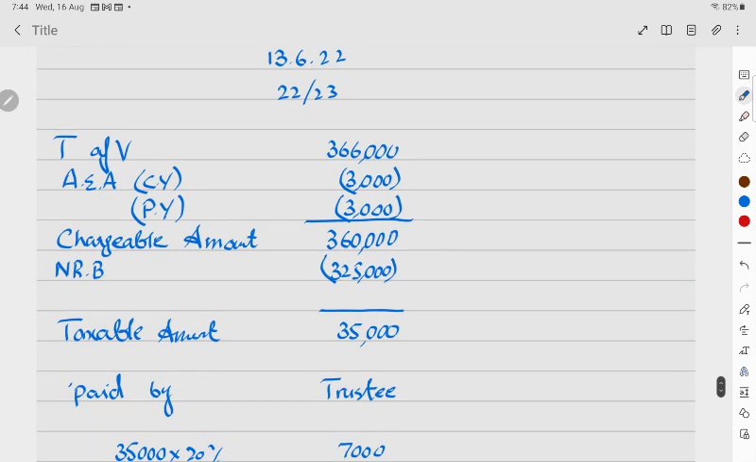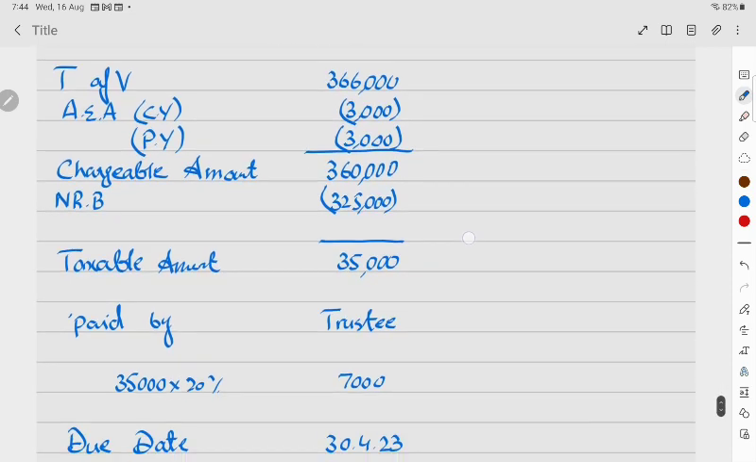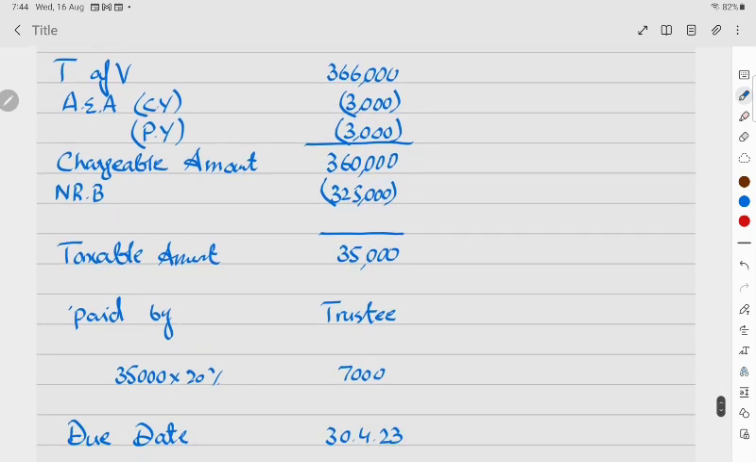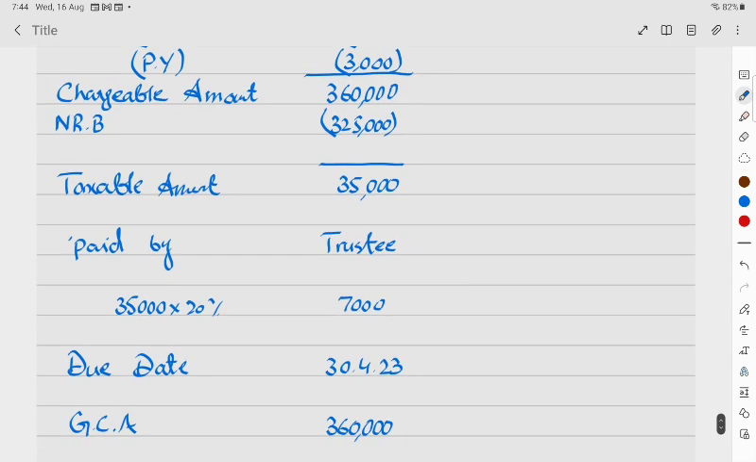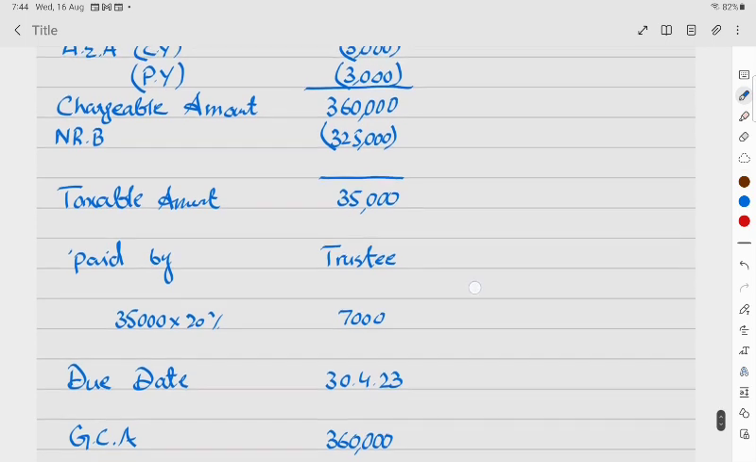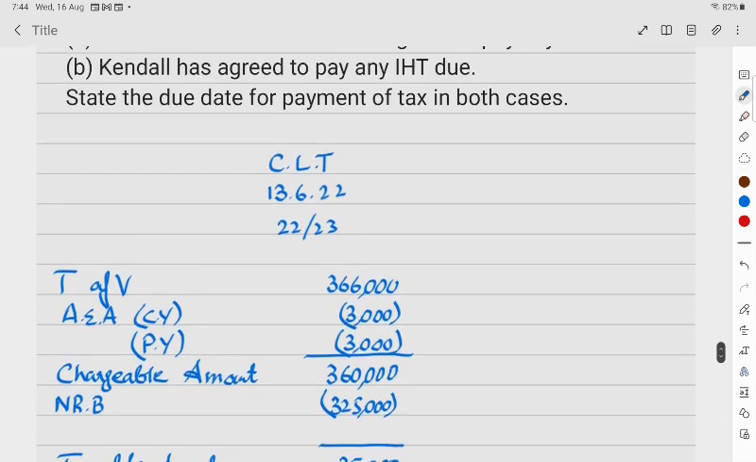As there is no previous lifetime gift, it means the whole nil rate band is available. Deduct the nil rate band from this, you will get the taxable amount. And from this taxable amount, you will have to calculate the tax charge. And if the trustee or the donee has to pay the tax, the rate of tax is 20%. So, that is why the tax is 7,000. The due date is 30th April following, and the gross chargeable amount is 3,60,000. This is in case trustee agrees to pay.